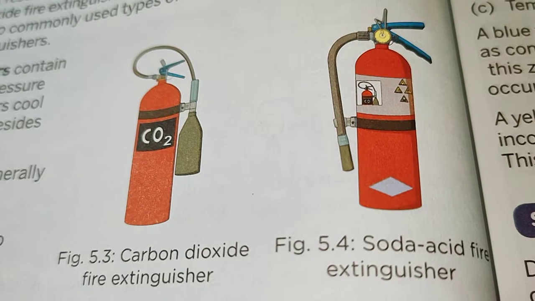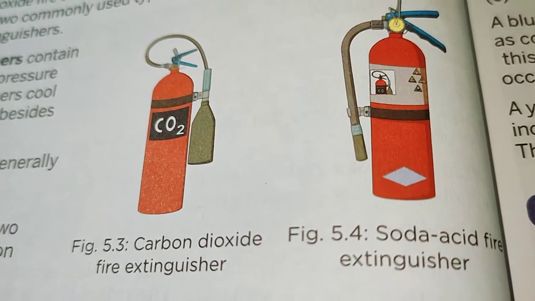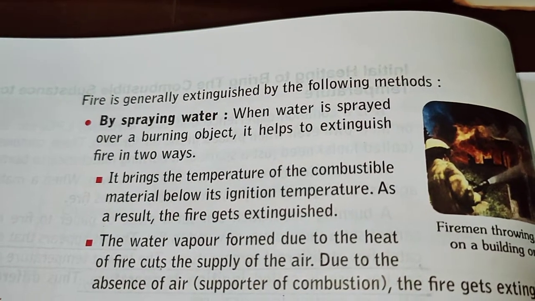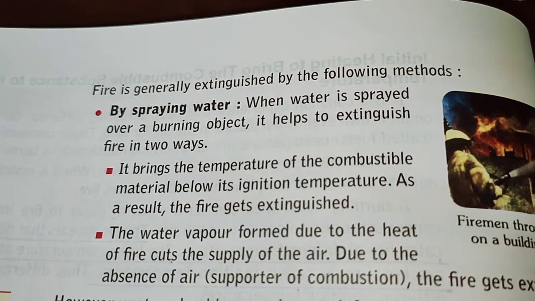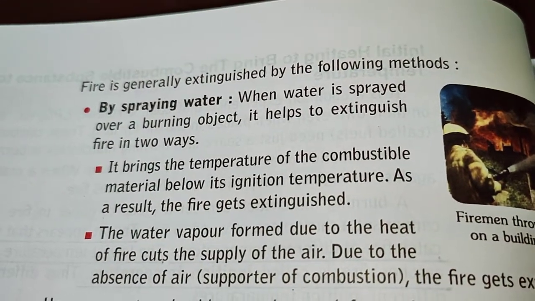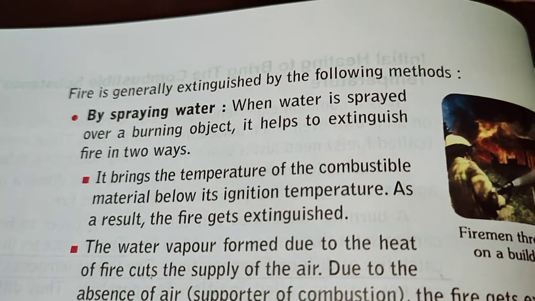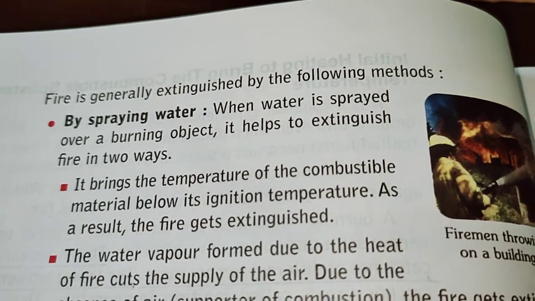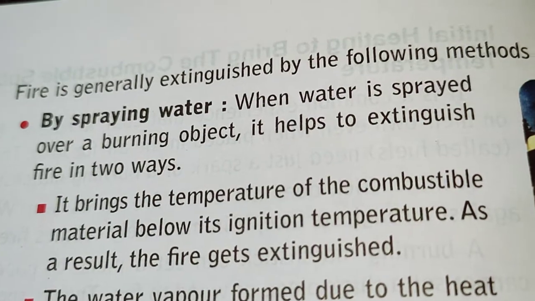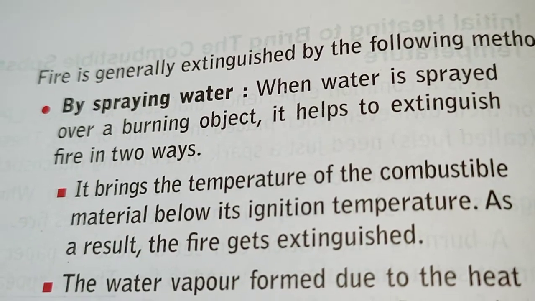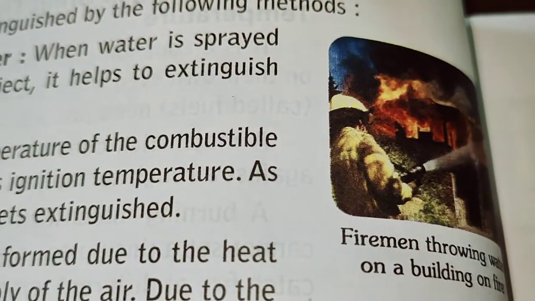In this class, we will begin with extinguishing fire. So fire is generally extinguished by any of the following methods. First of all, by spraying water. So when water is sprayed over the burning object, it helps to extinguish fire in two ways. First of all, it brings the temperature of the combustible material below its ignition temperature. Therefore, the fire gets extinguished.